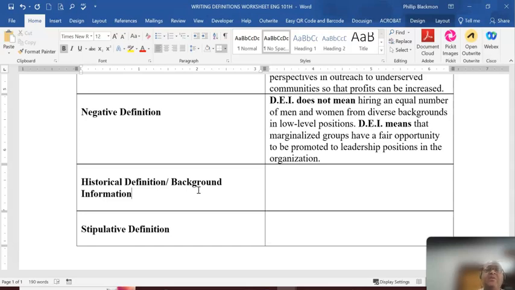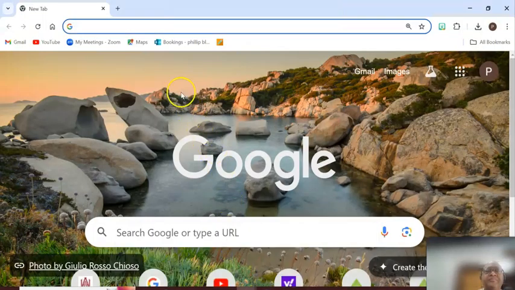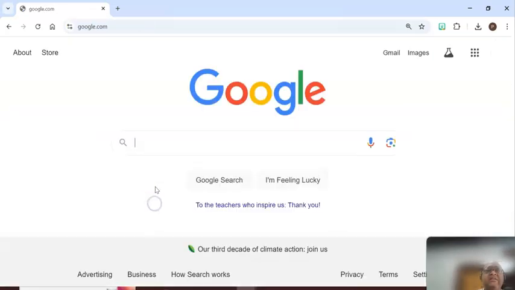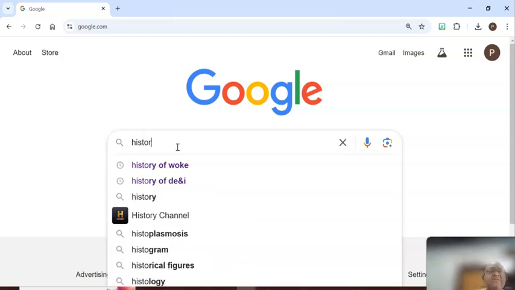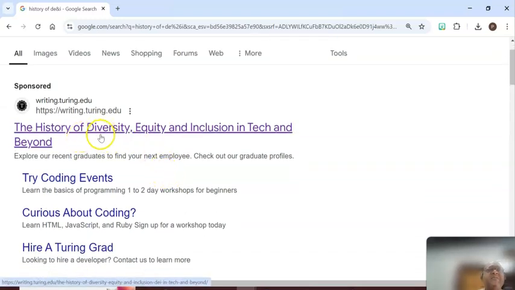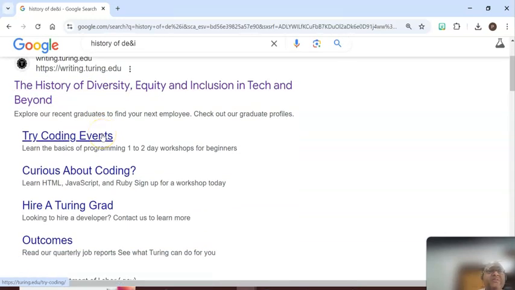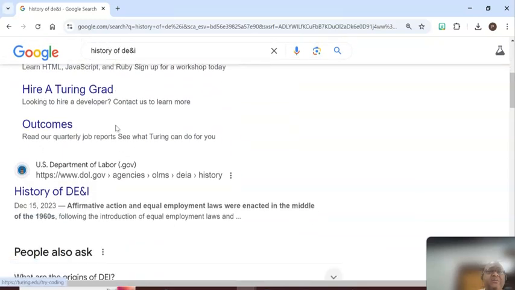So, what am I talking about? Well, if you're going to do the historical definition of a term, you're going to want to go to Google. And one of the things that you're going to do is just type. I was doing DEI, so I'm going to keep that term. I've already done the history of woke. I've already done the history of DEI. And I'm just going to pull up my results. So when I do this, I get a lot of information on the history of diversity, equity, and inclusion, right?